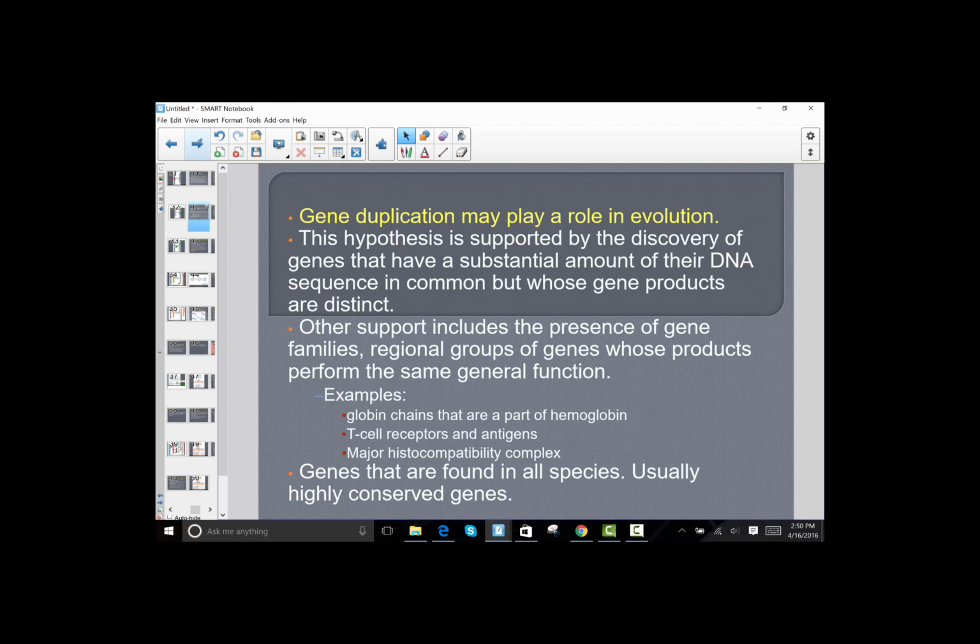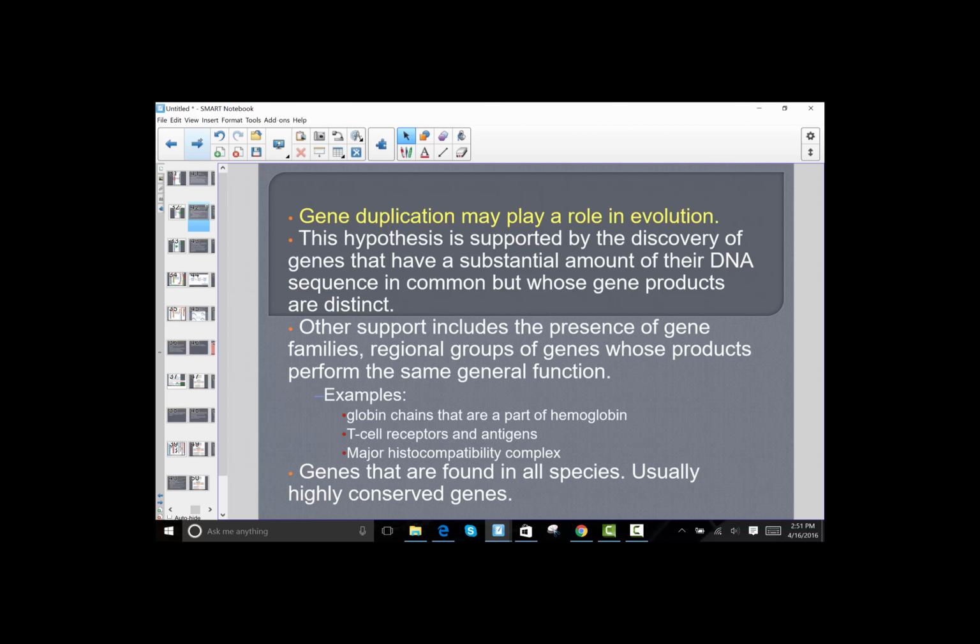Other support for this includes the presence of gene families. This is what I alluded to before. Basically, a gene family is a group of genes whose products perform the same general function, but each is a slightly different form of the gene. We do know that globin genes are part of a gene family. A globin chain is part of hemoglobin. So we need alpha globin, we need beta globin, and several others that come together to make up hemoglobin.